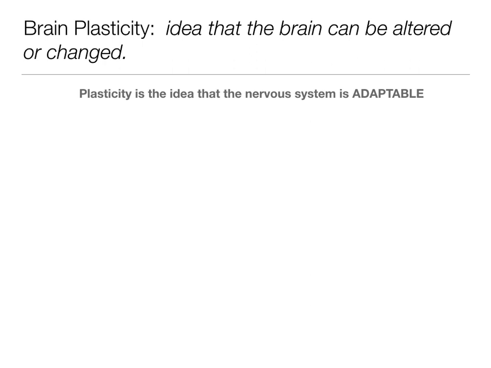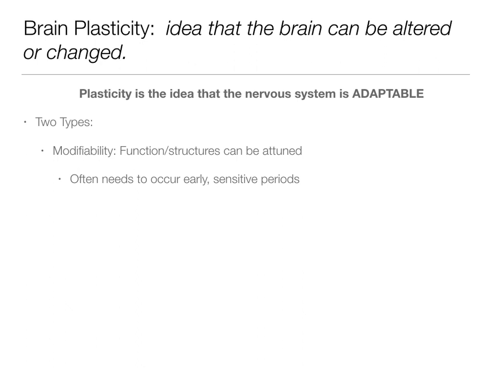And there's two different types that we're going to talk about. The first one is modifiability. And this is that functions or structures can be attuned. Okay, so this needs to happen really early.